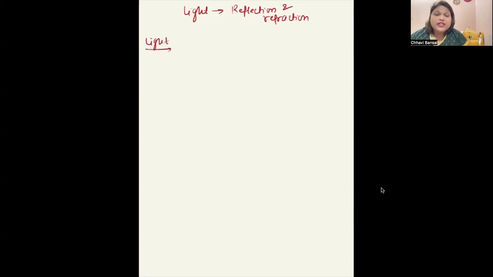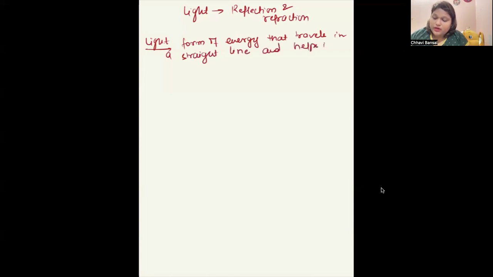So light is a form of energy that travels in a straight line and helps in seeing the objects. Okay. So what is light? It is a form of energy. It travels in a straight line. Now you will ask me, how does it travel in a straight line, or how do I know it travels in a straight line? Right?